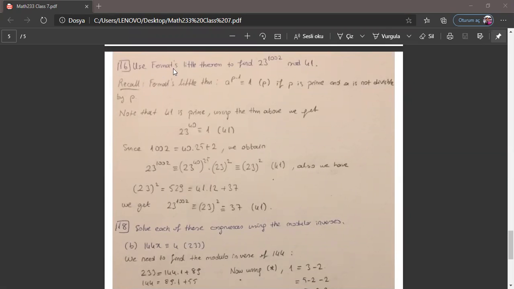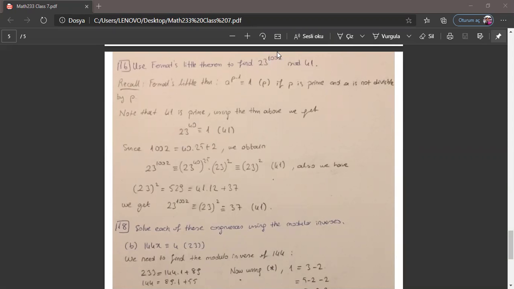So we will use Fermat's Little Theorem to find this one. It says we have this congruence if P is a prime and A is not divisible by P. So 41 is a prime and 23 is not divisible by that. So we have this congruence by the theorem. We plug in P equals 41 and A equals 23. Now we see we need to compute that.